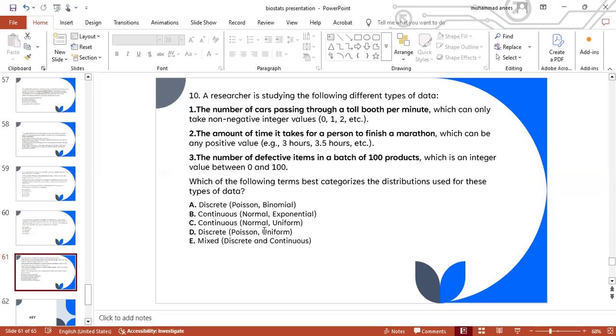Which of the following terms best categorizes the distributions used for these types of data? A, discrete, which is Poisson or binomial. B, continuous, normal, exponential. C, continuous, normal, uniform. D, discrete, Poisson, uniform. And E, mixed discrete and continuous. E. Yes, E is the correct answer, the most suitable answer, a combination of discrete and continuous.